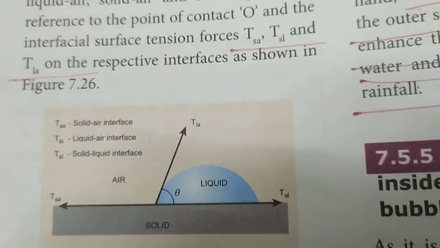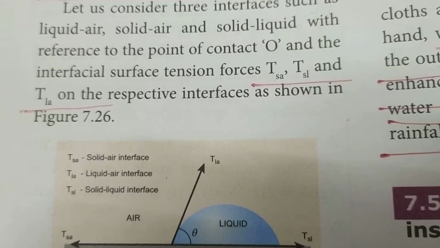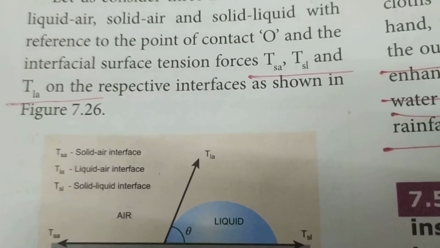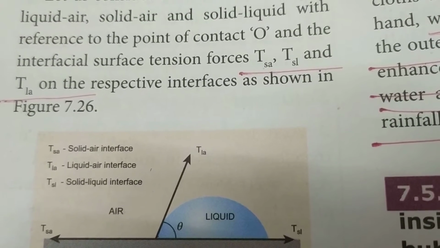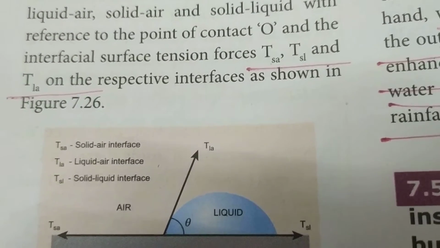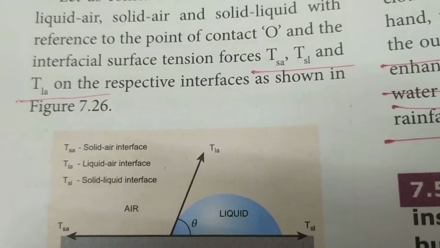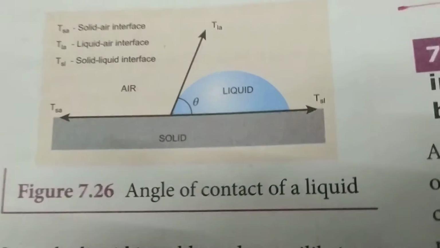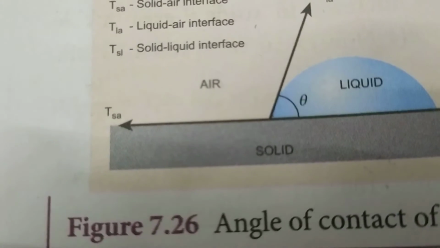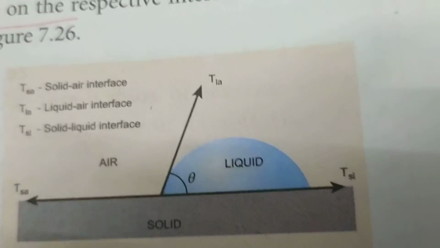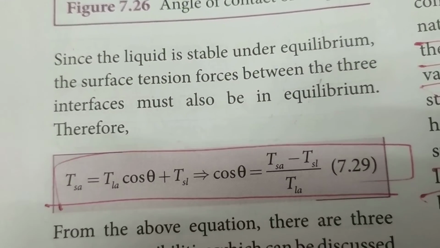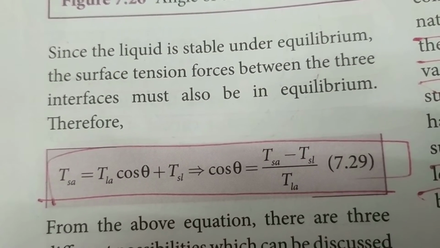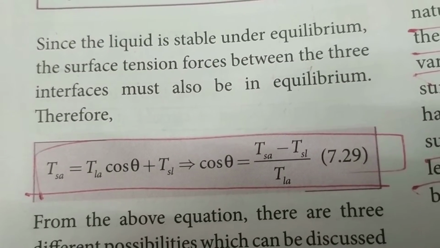Here you see TSA, TSL and TLA on the respective interfaces. TSA means tension at the solid-air interface, TSL is tension at the solid-liquid interface, and TLA means tension at the liquid-air interface. We shall see that in the diagram. Now this is TSA, this is TLA and this is TSL. At equilibrium, when the liquid is in equilibrium, the interfaces must also be in equilibrium.